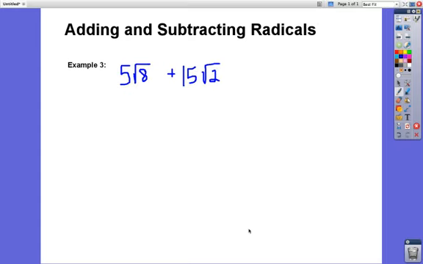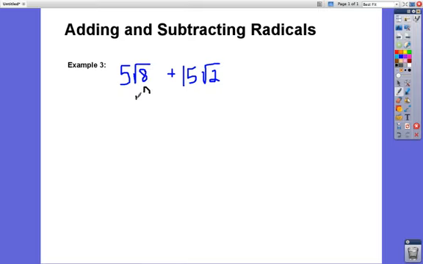Okay, so for our third example, we're going to bring these two ideas together, combine it into one problem. So, again, if we look at this problem, our square roots are not the same. So as of right now, these two terms cannot be combined. So we want to look at the square roots and see if we can break them down. So let's start with the square root of 8.